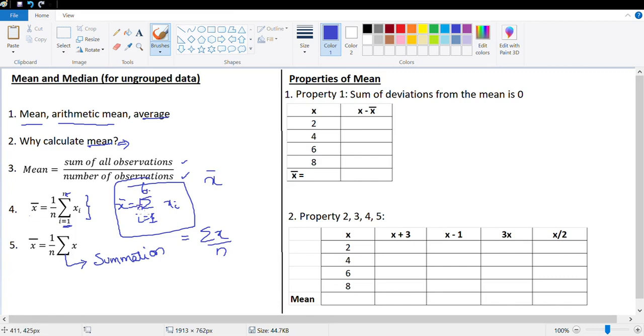I forgot to put the 1 upon n. Perfect. Let's look at the question. Basically, it's the sum of all observations divided by the number of observations. So let's look at it.